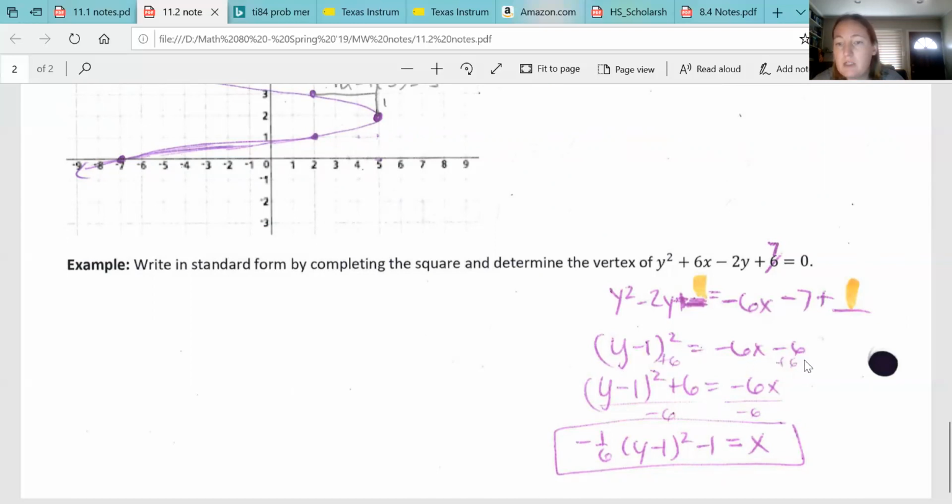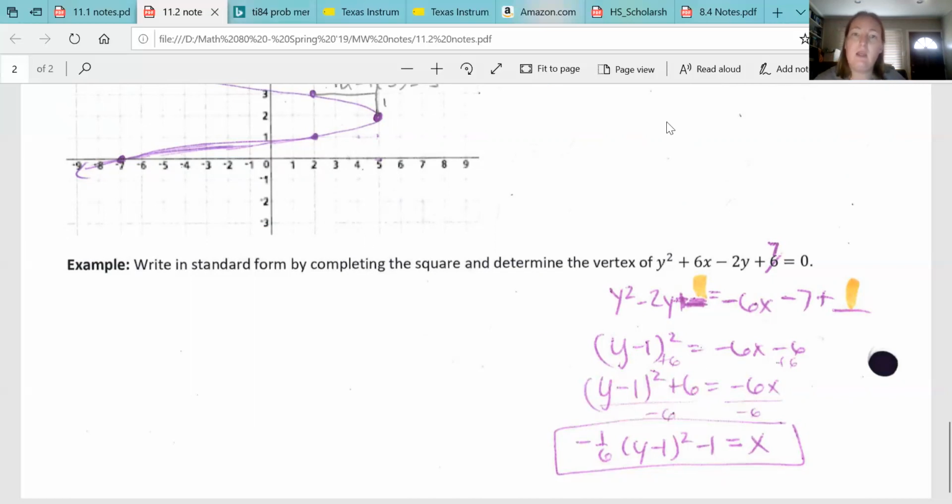Again, we're trying to solve for x, so we're going to add 6 to both sides, and then we're going to divide by -6 and divide by both things. So this is going to be 1 over -6, so -1/6 of the y minus 1, and then 6 divided by -6 is -1 equals x.